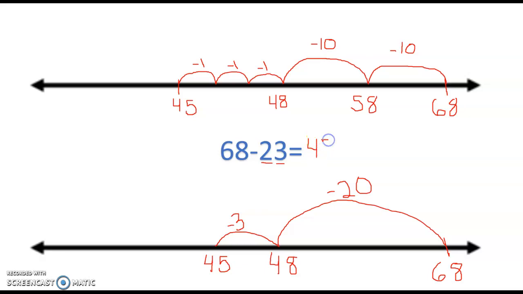It all depends how your brain works. If it's easier to take away each 10 separately and each one separately, do it that way. If it's easier for you to take away all the tens and all the ones at once, do it that way. It's completely up to you which way your brain is working.